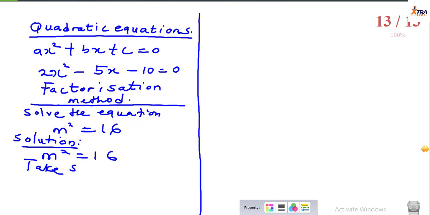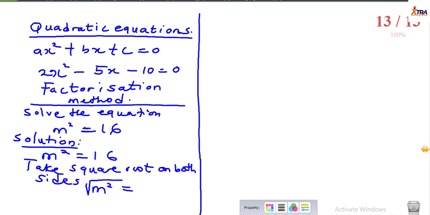Take square roots on both sides. So we have the square root of m squared and, of course, the square root of 16. On this side you introduce a plus or minus sign. So what do we have here now? The square root cancels out the square, then we have m equal to plus or minus 4.